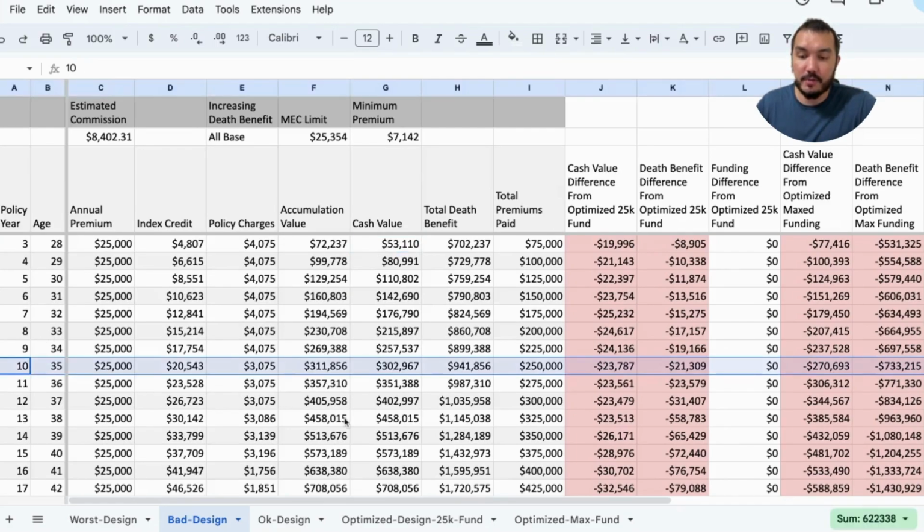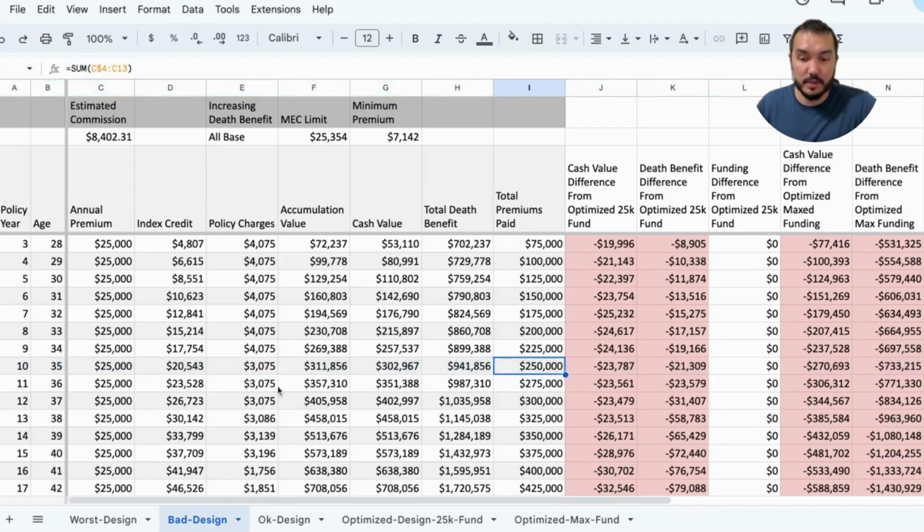We're looking at having put in 250,000, same as the worst design, and we've got 302,000 in cash value, and the death benefit is increasing. But the difference here at that 10 years in, compared to the optimized design, is we've got almost 24,000 less in cash value and 21,000 less in death benefit. So we're starting to see this really pull apart, and that's only going to get worse as time goes on.